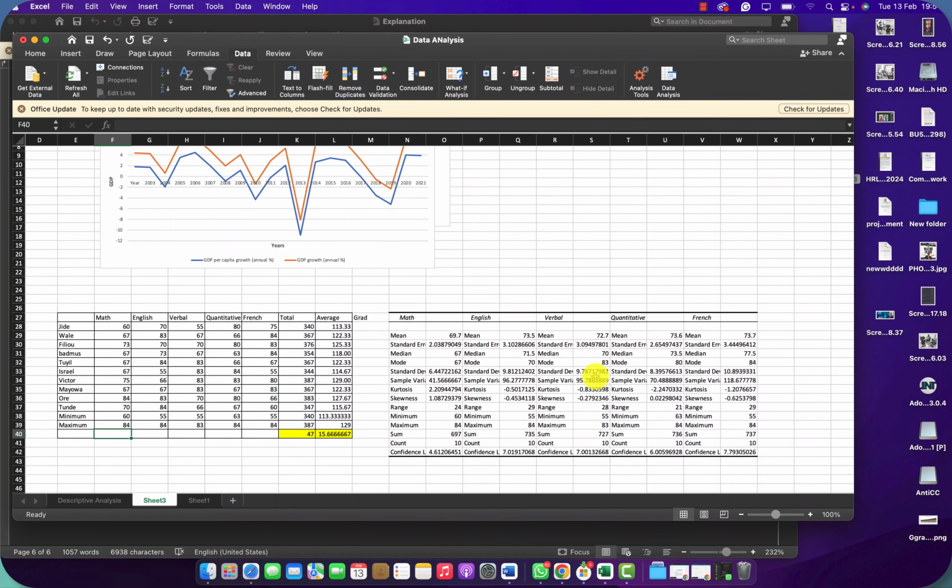So I can infer from this that most of the students are majorly interested in what? In English, quantitative and French. Why? Because they have the highest maximum value, and we can also consider them from the mean value, which shows the highest value. So if we are relating it, we can depict it that way.